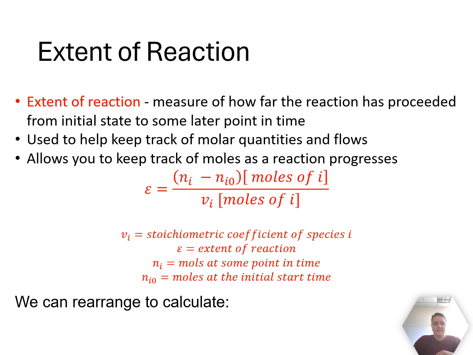And sometimes this is not always our best way of using extent of reaction. So many times what we do is we rearrange this formula so that we can say we want to find the number of moles at some later time. That's normally going to be a lot more effective for us when we're solving mass and energy balance problems, because normally we want to know the final moles in the system. So we can rearrange that equation to say, well, the final number of moles is equal to n sub I naught plus, and this will be a plus or minus later in the class, and we'll talk about that, V sub I times the extent of reaction.